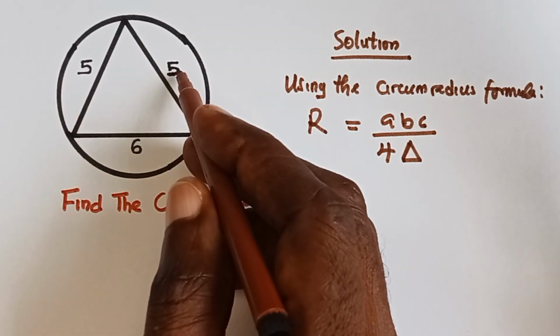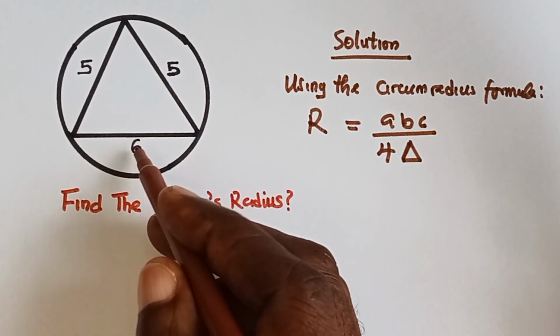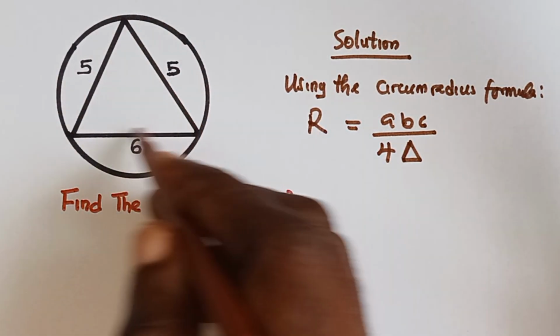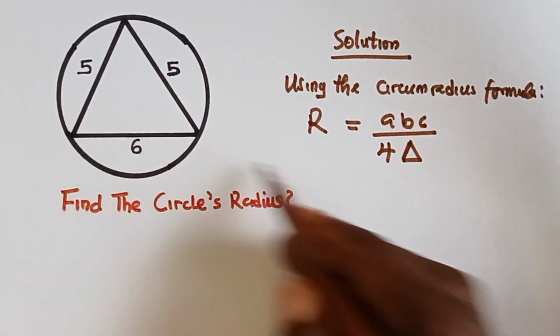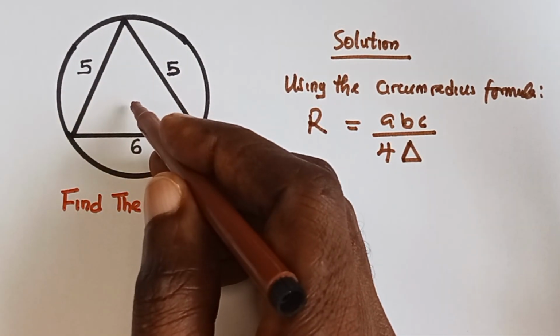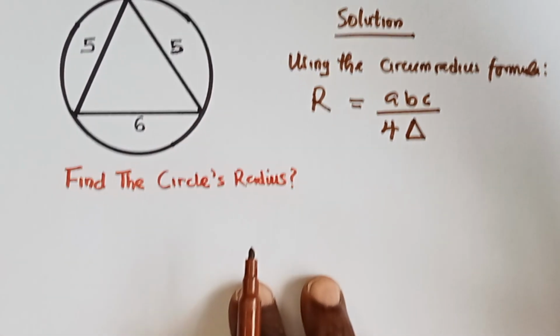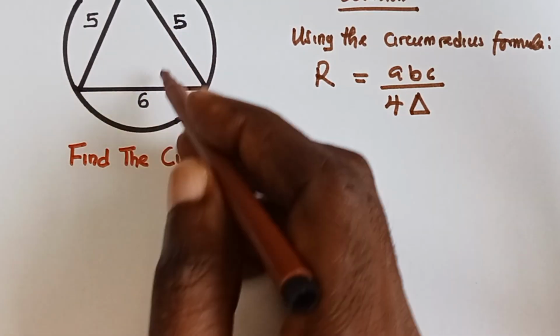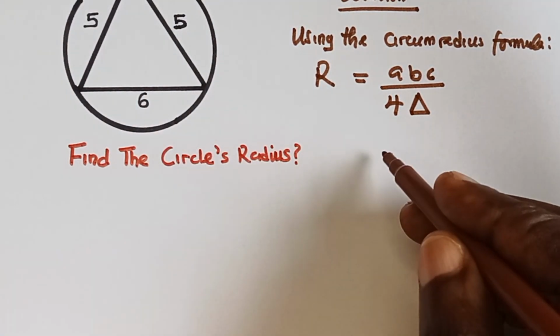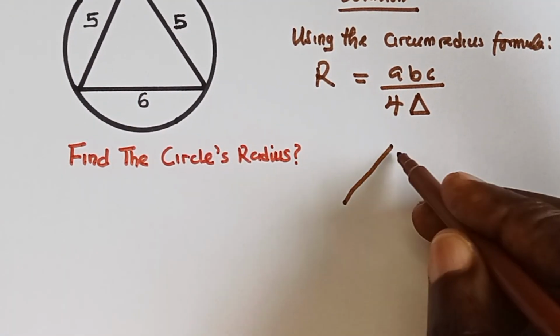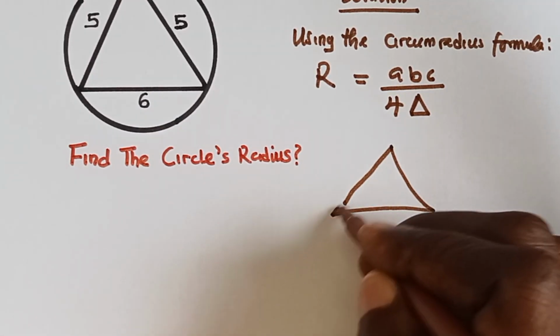This is A, this is B, this is C, and then we are going to find the area of this triangle multiplied by 4. That will give the radius of the circle. Okay, now how do we find the area of the triangle? Okay, so we have the triangle. Let me draw it. We have the triangle, right?